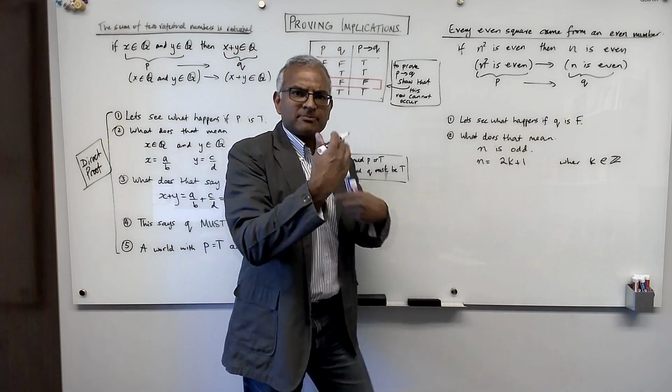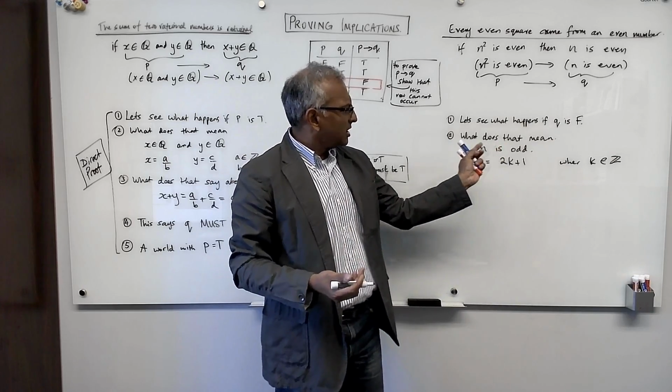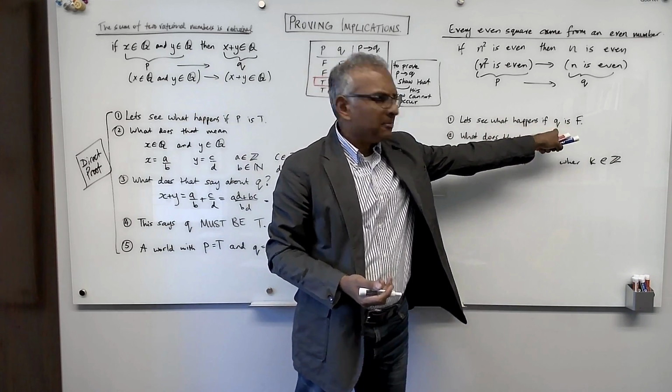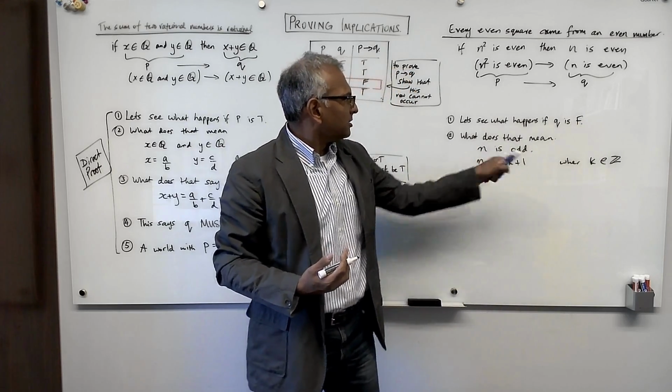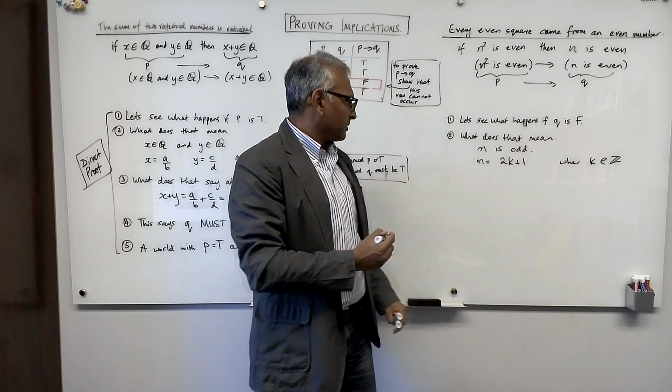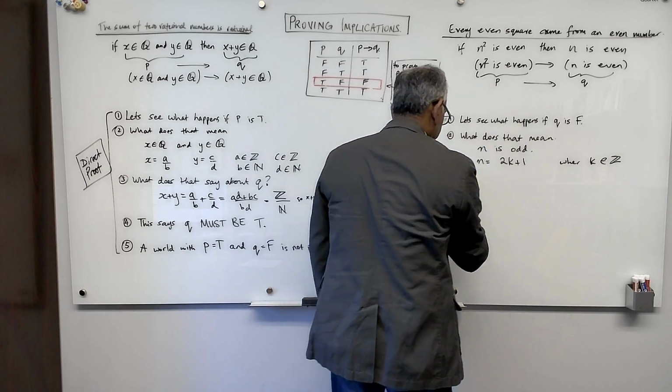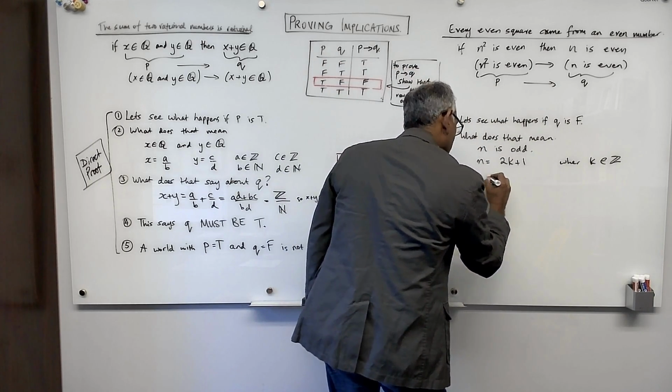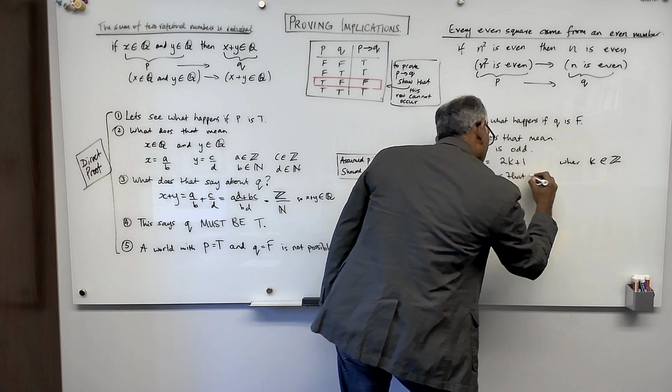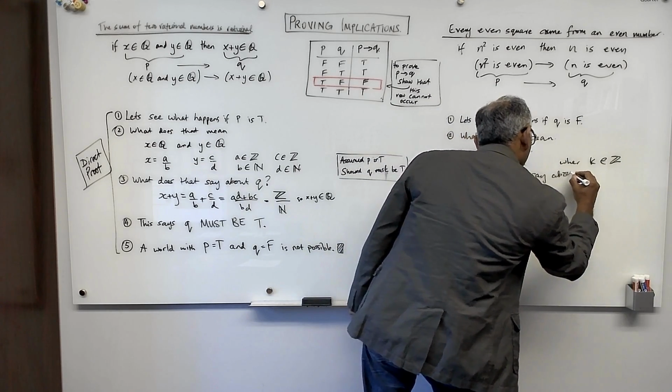Okay, so that's what it means if I'm trying to construct a world, and in this world, I'm imagining, I'm pretending that Q is false. It means that N is odd. It means that N is 2k plus 1. So what does that say about P?